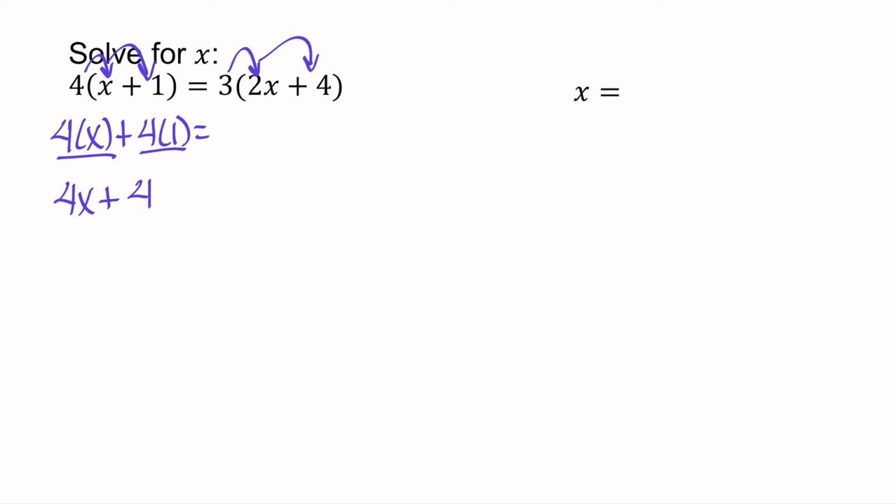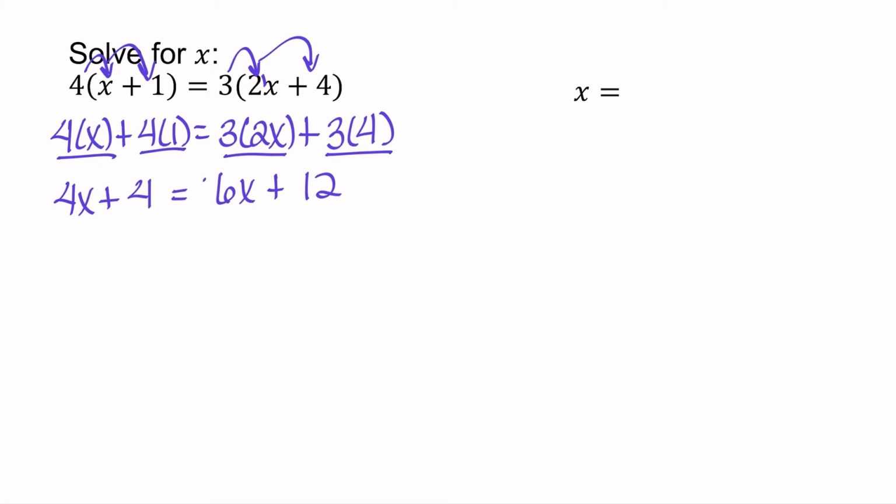Now let's look at the right side. We have 3 times 2x, so that's 3 times 2x plus 3 times 4. When we multiply those terms out, we get 6x plus 3 times 4, which is 12. So now let's look at this equation. This is one of those equations where I have a variable on both sides of my problem. So what I'm going to do is move all of the variables to one side. This 6x is positive, so instead of plus 6x, I'm going to subtract 6x from both sides.